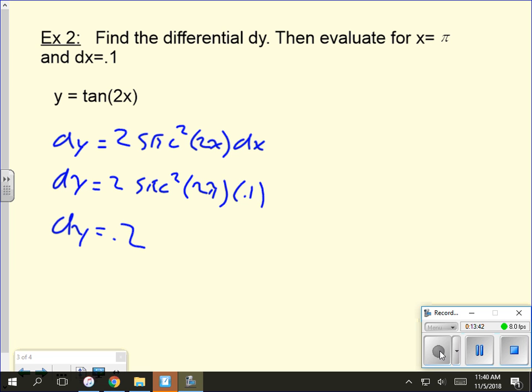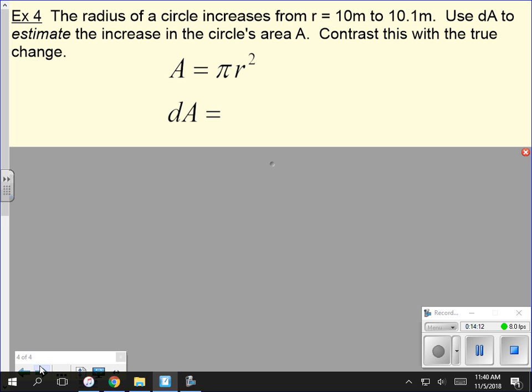Questions? So if my equation is the tangent of 2x, and at the point x equals pi, if I move to pi plus 0.1, my y-coordinate moves 0.2. Now the change in one affects the change in something else. Okay. This is a real big preview to Wednesday.